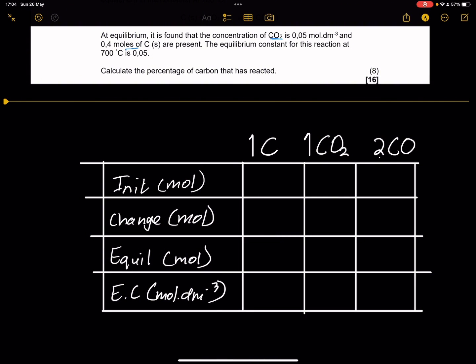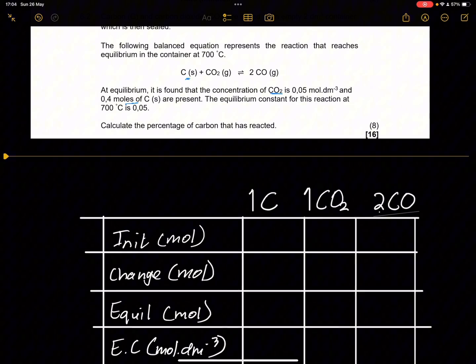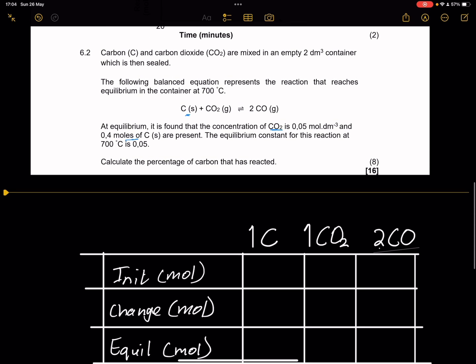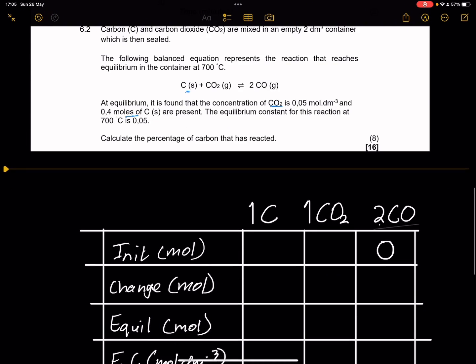Now, ladies and gents, let's start with what we have. They didn't give us much information at the beginning. They just told us that we've got carbon and carbon dioxide that are mixed into an empty container. So what it means is that our product is actually 0 at the beginning. Remember, our product is carbon monoxide. And then they give us the picture of what happens at equilibrium. They say that it is found that the concentration of carbon dioxide is 0.05.